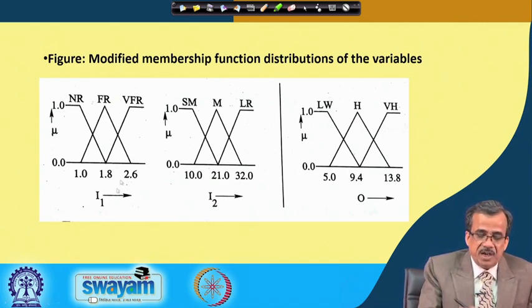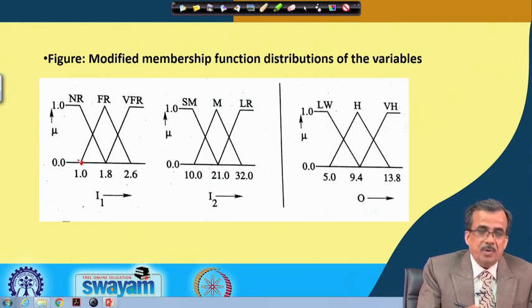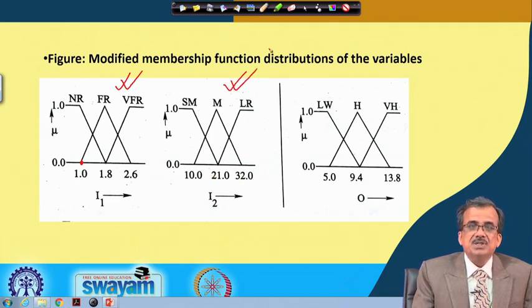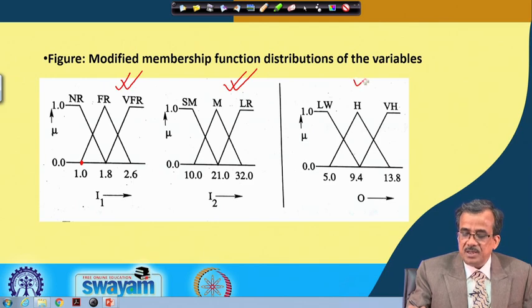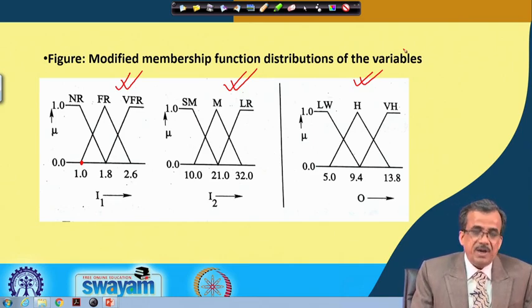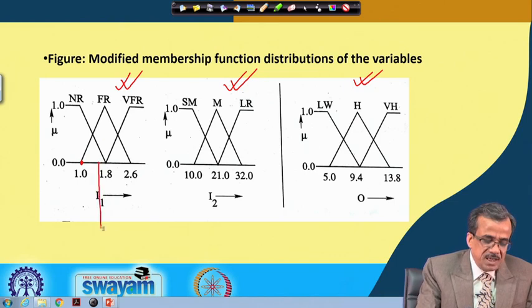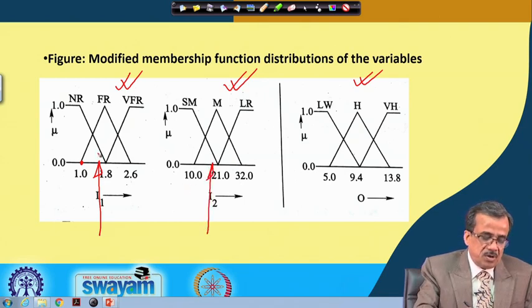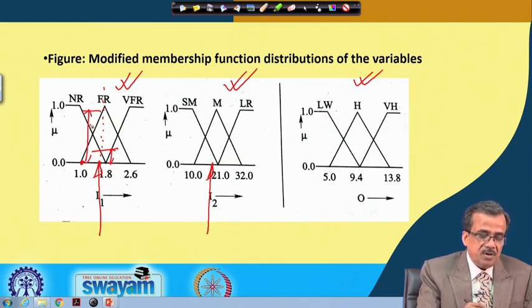So, the starting value for I1 has been kept constant at 1.0, but this particular B1 has been changed. Similarly, I will be getting this modified membership function distribution for I1, we get the modified membership function distribution for I2, and we also get the modified membership function distribution for the output. And once you have got the modified membership function distribution, now if I pass a particular value of I1 input, and another value of say I2, corresponding to this particular I1, I will be getting two mu values, one corresponding to near, another corresponding to far.